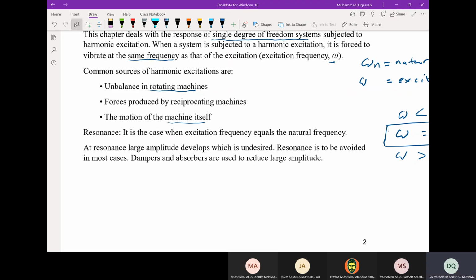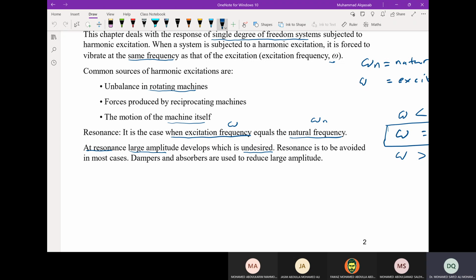Okay, so resonance is the case when the excitation frequency, omega, equals the natural frequency, omega n. That's called resonance. That means reaching the maximum. That is the meaning of resonance. And so at resonance, a large amplitude develops, which is undesired.